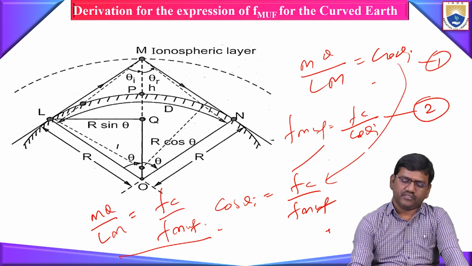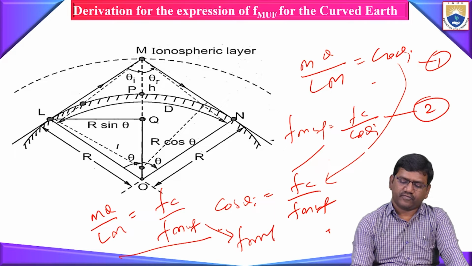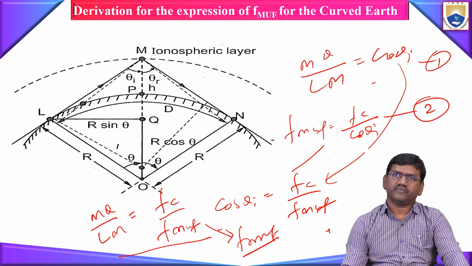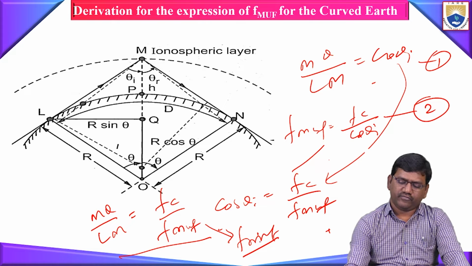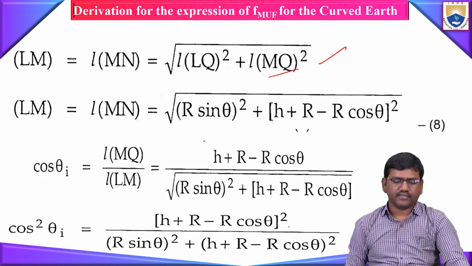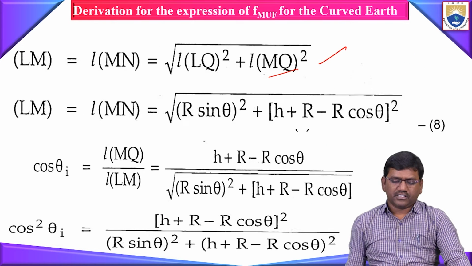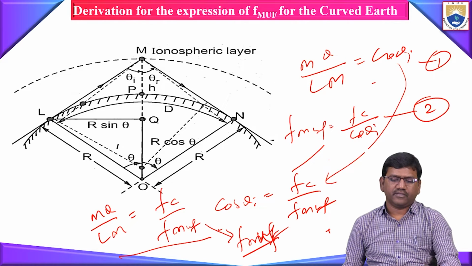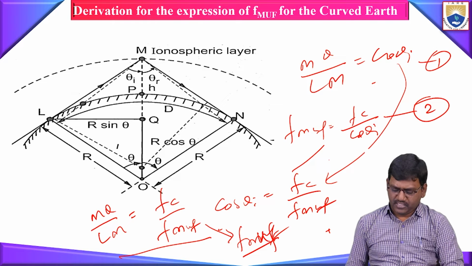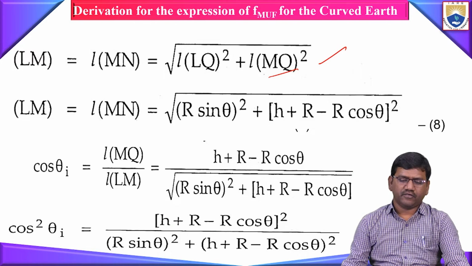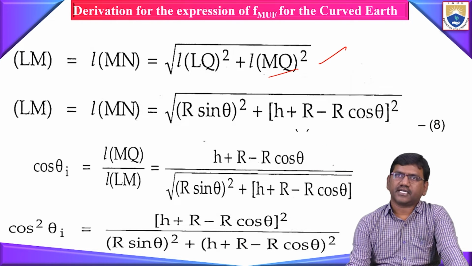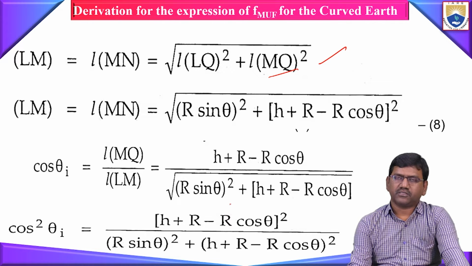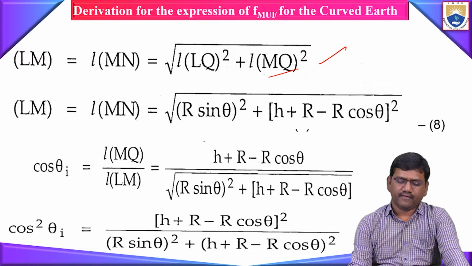From this we need to find out the value of F mof for the curved earth. So cos theta I is equal to MQ by LM, as you can see from the figure. MQ we have already determined, H plus R minus R cos theta. And LM is equal to the root of R sin theta whole square plus H plus R minus R cos theta whole square.